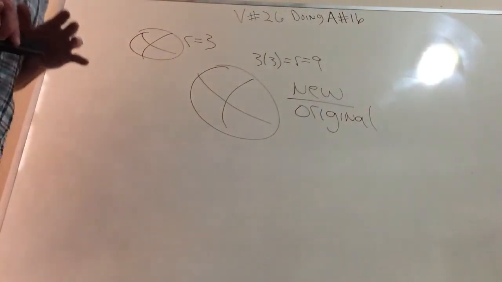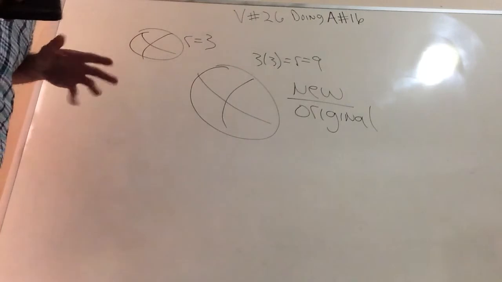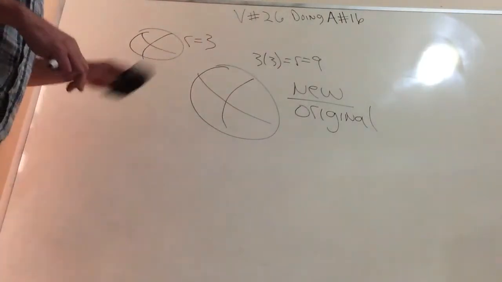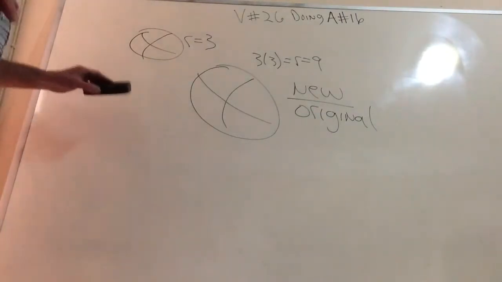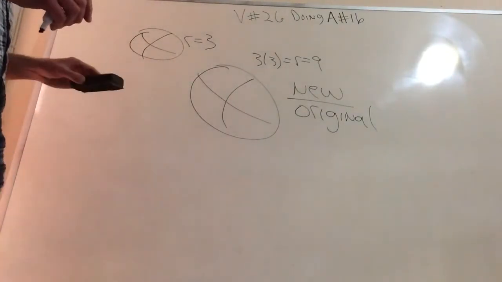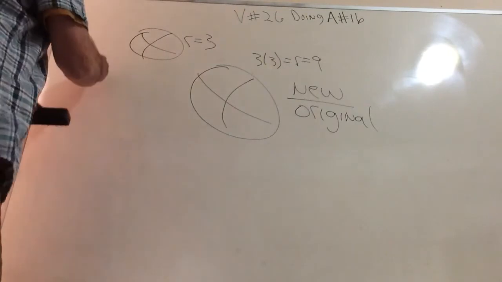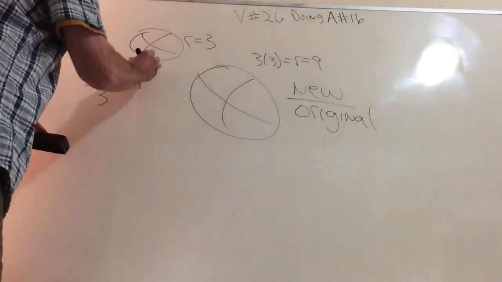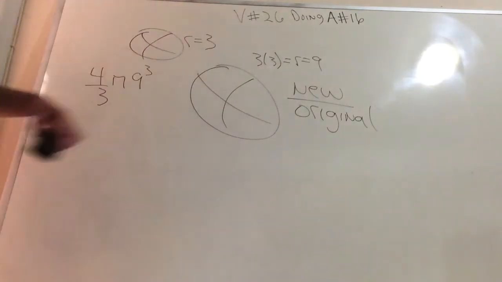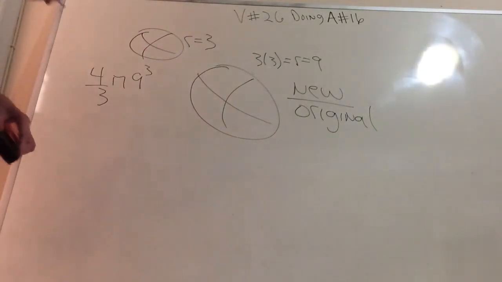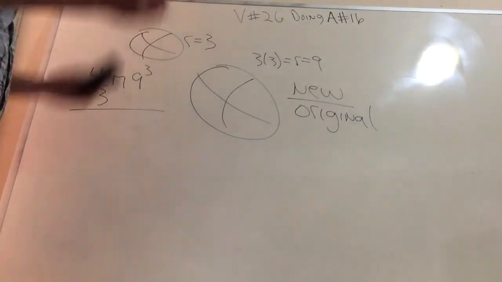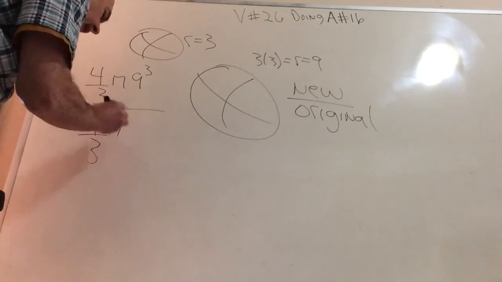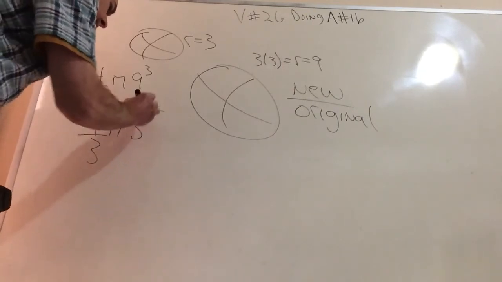All squares must be similar. I can only change them by multiplying by a scale factor. We'll talk more about that later. It comes up in the Regents exam. Okay, so now what's the new volume? Well, it's 4 over 3 pi 9 cubed, right? Because as we know, the spheres don't have any height. A circle doesn't either, if you think about it. And divided by 4 over 3 pi 3 cubed.